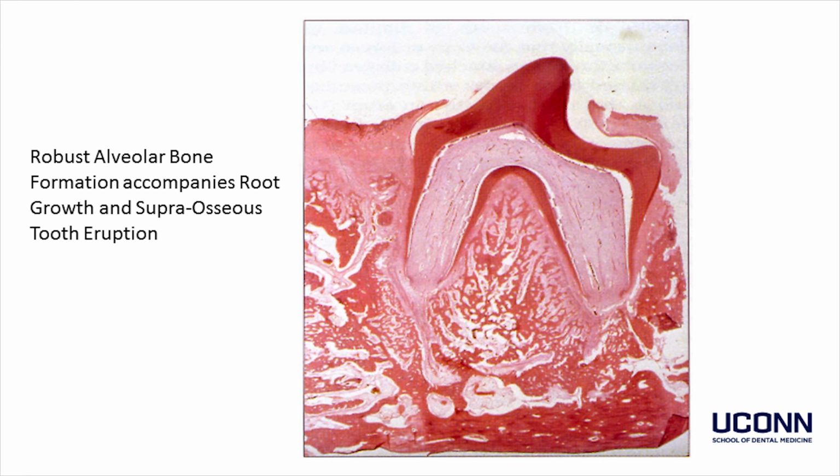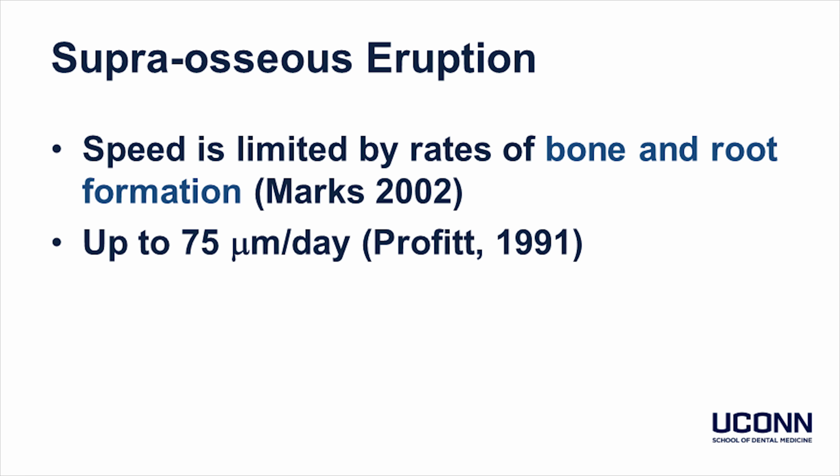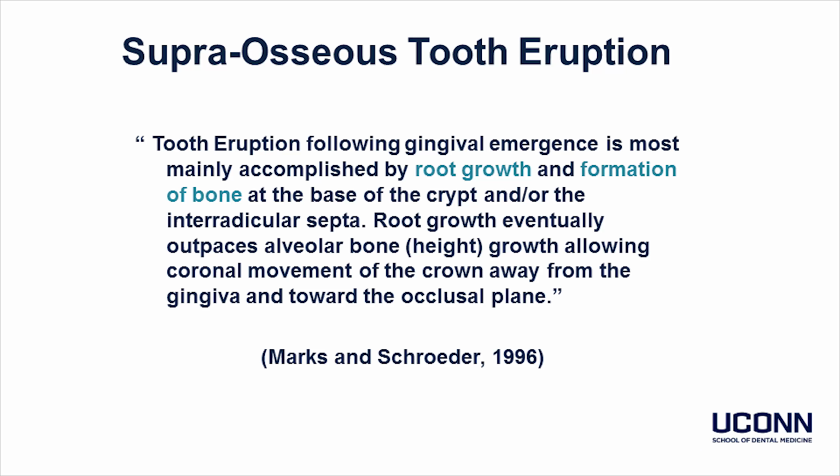Later in development, as the tooth moves into the superosseous phase, root growth eventually outpaces the formation of apical bone, and the tooth with its root moves as a unit out of the alveolar crypt into the oral cavity, and then eventually into occlusal contact. The periodontal ligament fibers forming around the tooth are thought to play a minor but still important role in directing the tooth towards the occlusal arch, based on how occlusal forces are detected and interpreted by the neural and fibrous elements of the periodontal ligament.